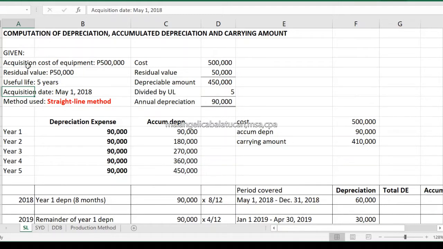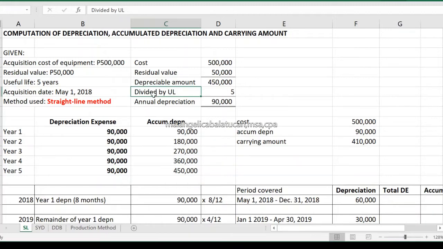So I will also be using the same given for all the demonstrations. So for the first one, we will have the straight line method. For the straight line method, it's the simplest method of all, because you simply need to get the depreciable amount, which is equivalent to your cost minus the residual value, and you divide it by the useful life.